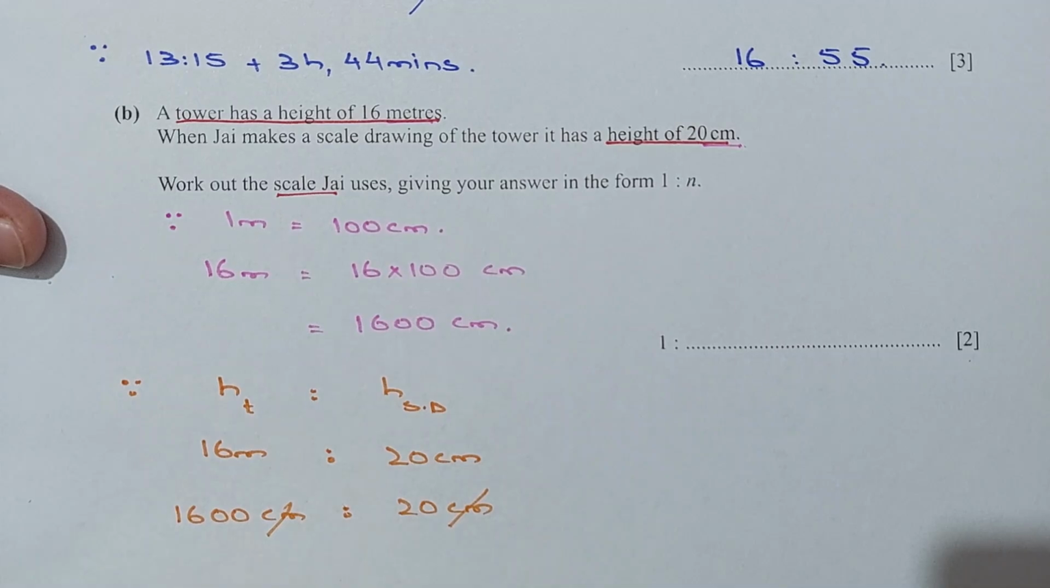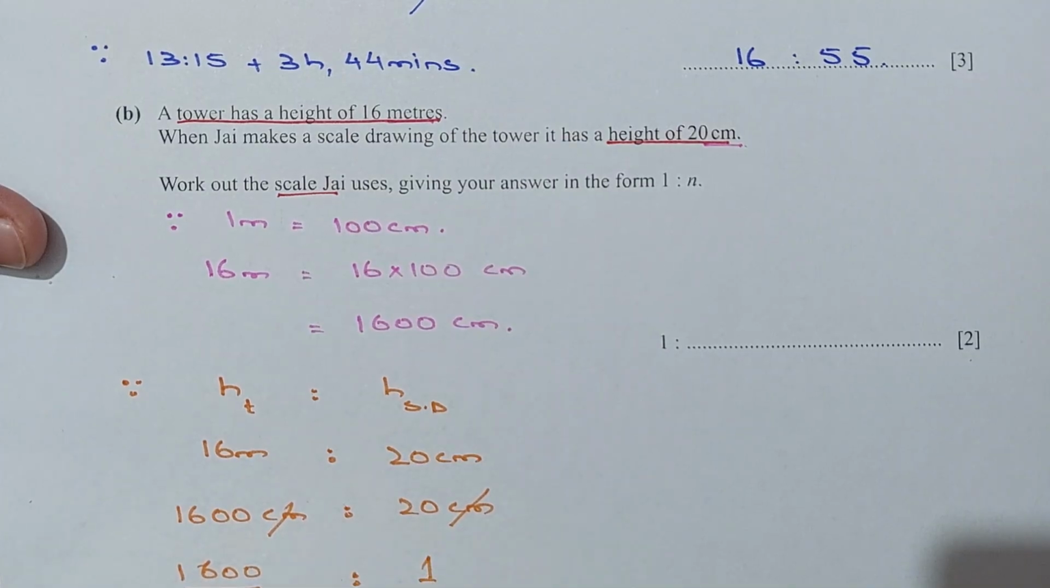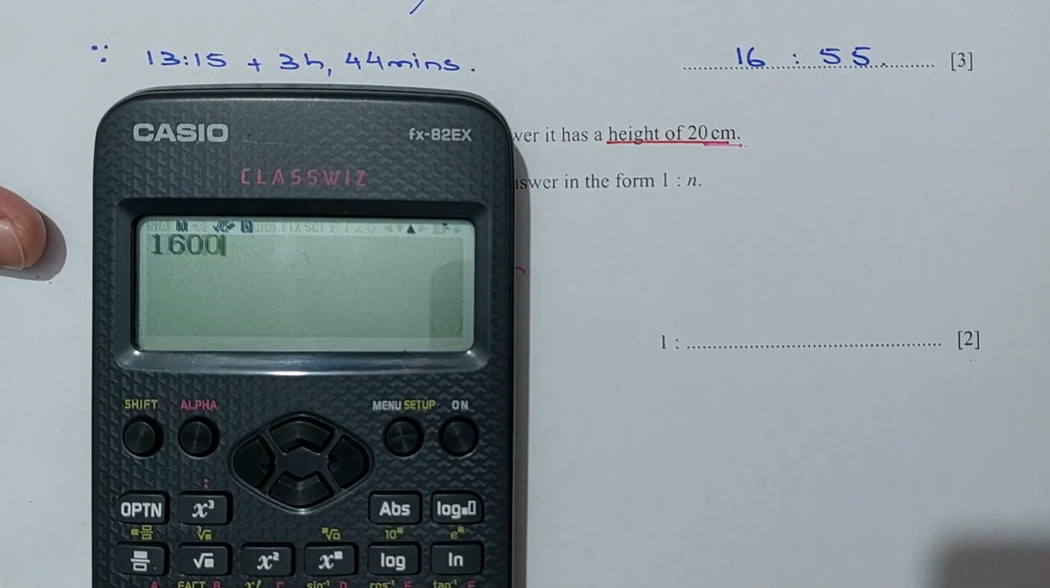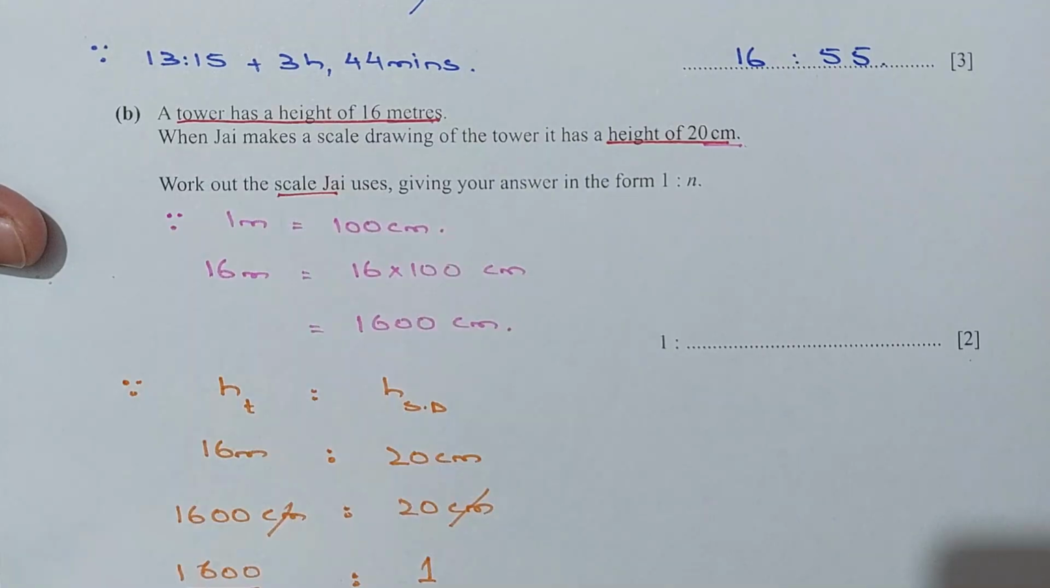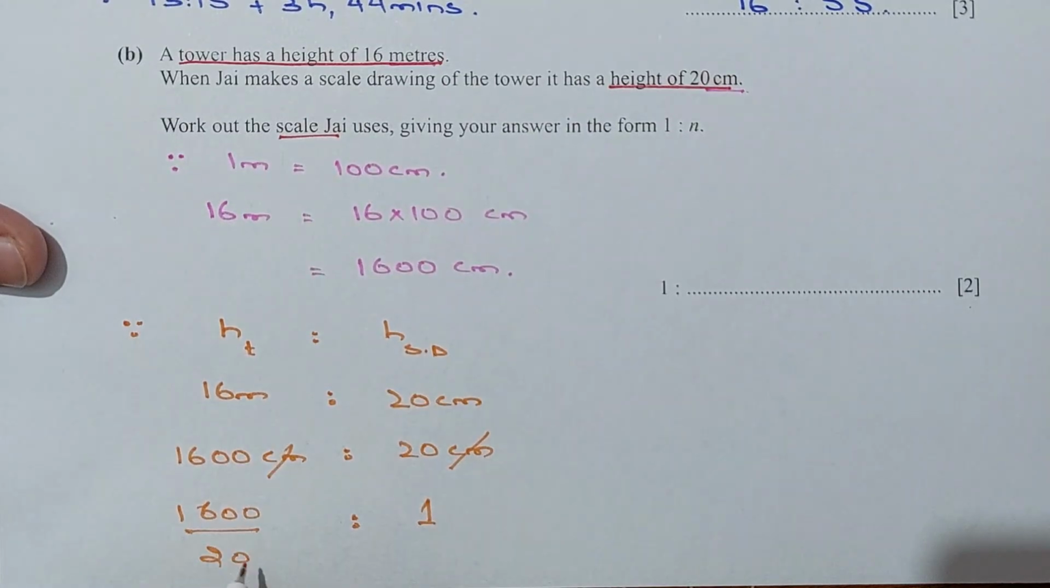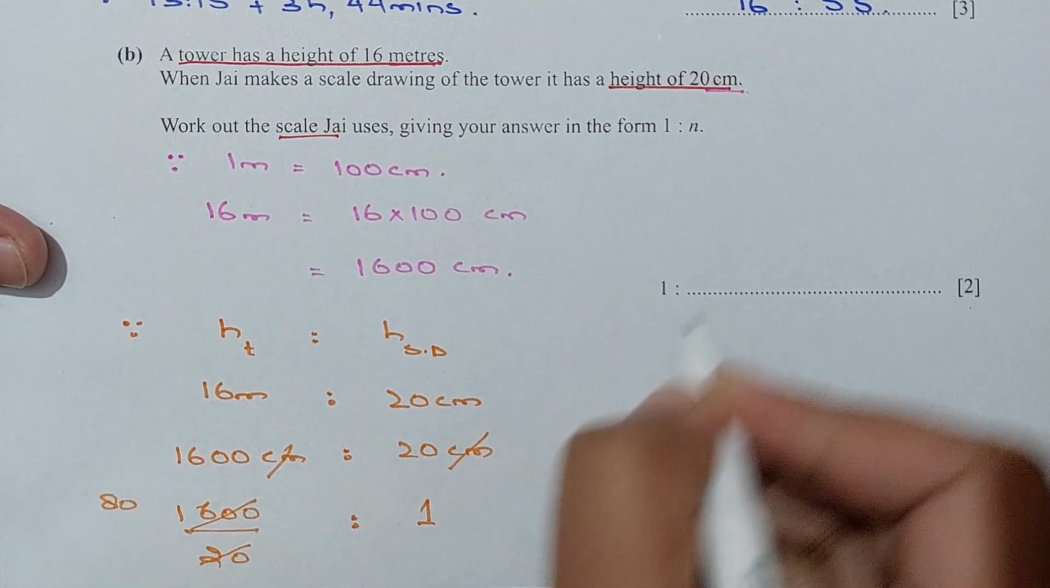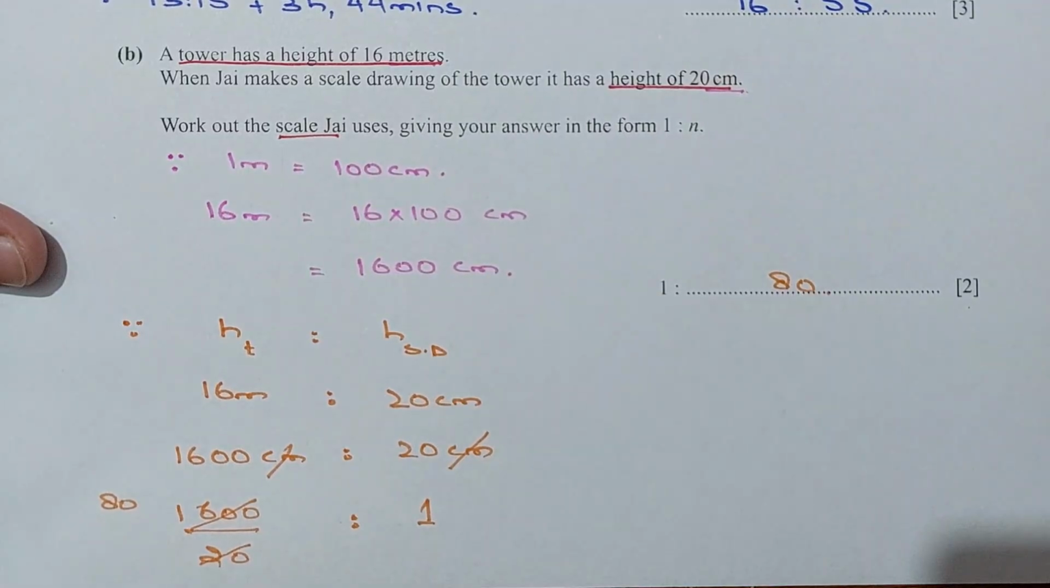Cancel the same units, right? And now we have 1600 divided by 20 and its ratio with 1. So what is the other quantity? 1600 divided by 20 is 80. So this is the ratio of 80. So 1:80 is the answer.